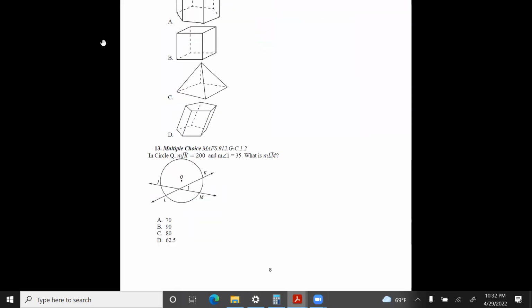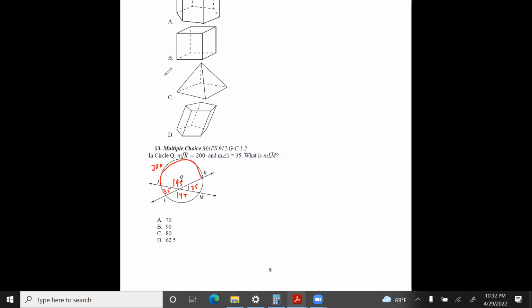Now, for number 13. There's some things I don't like about the way they labeled it, but given what they have, this piece is 200. They know that angle 1 is 35, which means this angle across from it is also 35 because those are vertical angles. The 35 with angle 1 and either of these other two could make a linear pair, which would make them supplementary. So subtract the 35 from 180 and we'd be left with 145 for these other two angles.